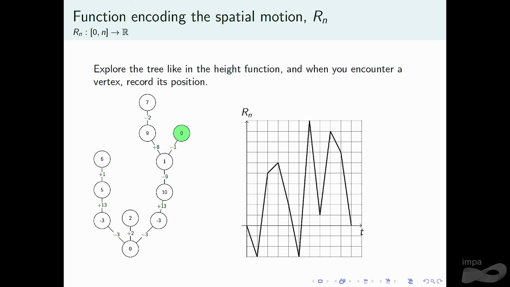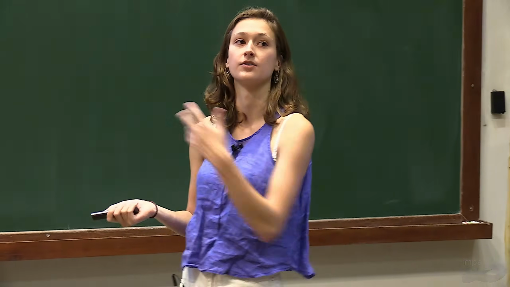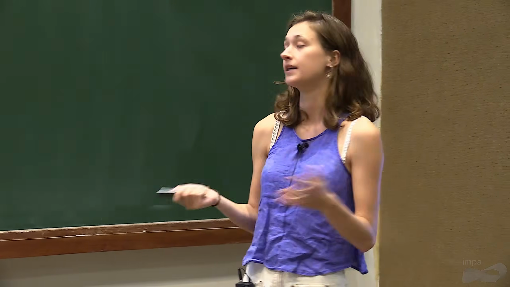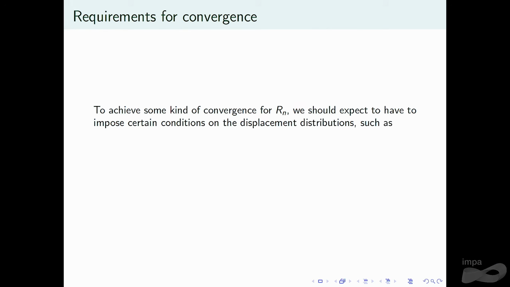Okay, so this is a way of encoding the positions of the vertices in the tree. And together with the height process, this is what's called the head of the discrete snake. Okay? And so we'll primarily be concerned with this encoding function as opposed to the snake itself. But later we'll see that actually that doesn't really matter. So what we want to do is achieve some kind of convergence for this encoding function.